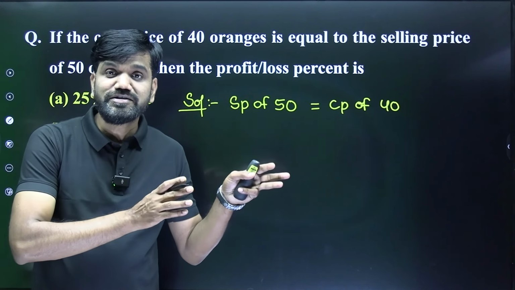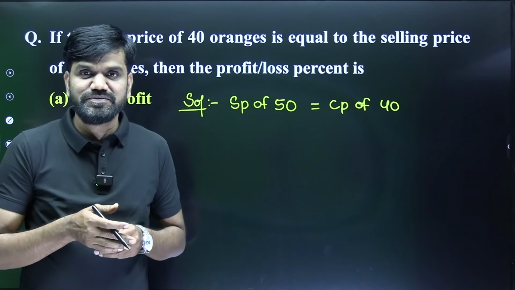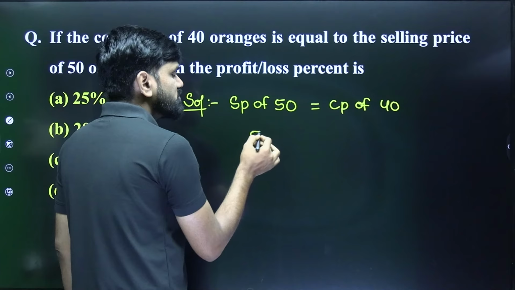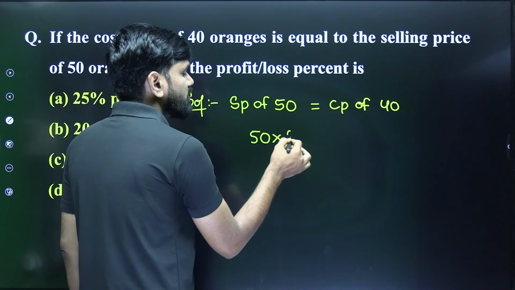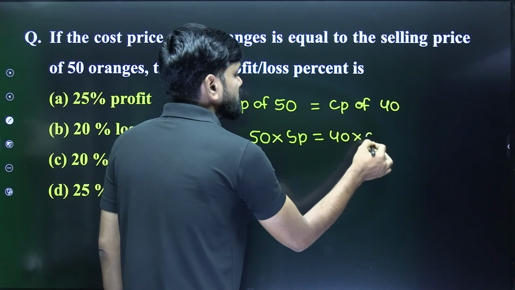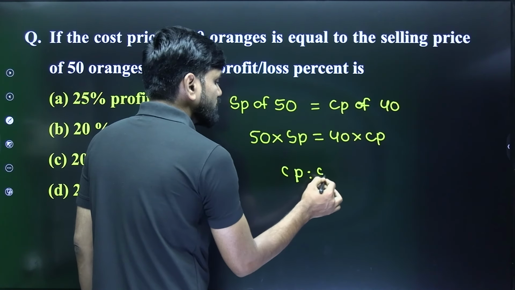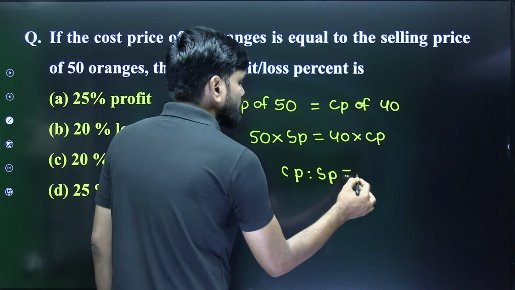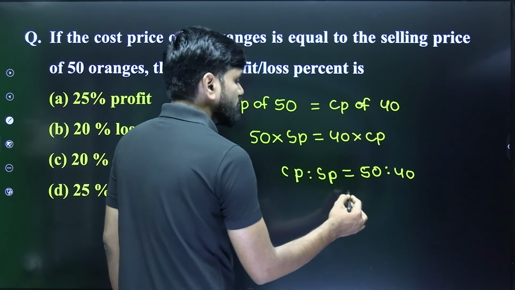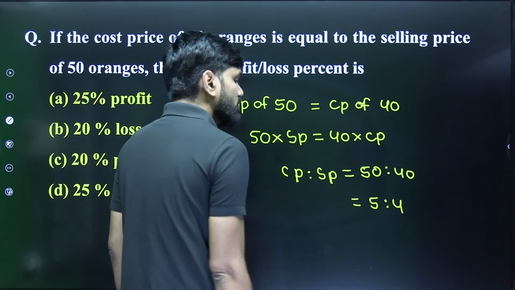So you sold 50 articles, but you are receiving the money only for 40 articles. Means there is a loss. That's a hint. As we have already learned, "of" is nothing but "into", so you write it as 50 times SP is equal to 40 times CP. That gives you the ratio of CP to SP as 50 is to 40. What is the ratio, dear? 5 is to 4.